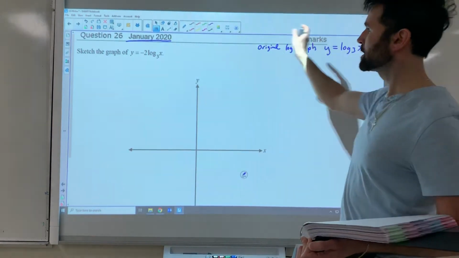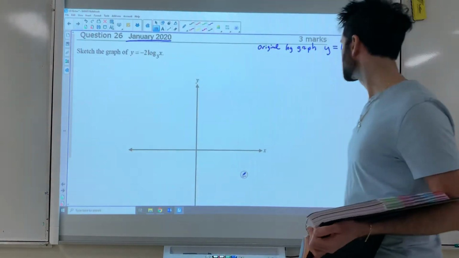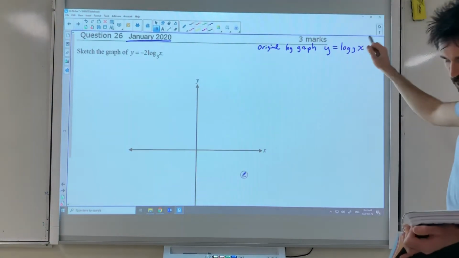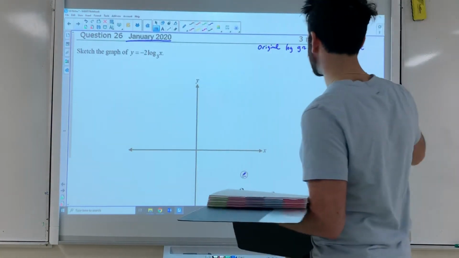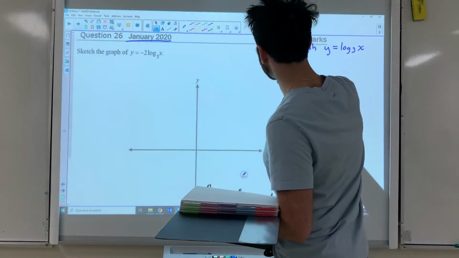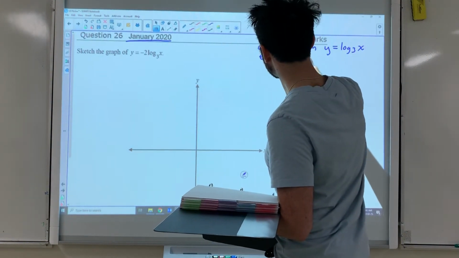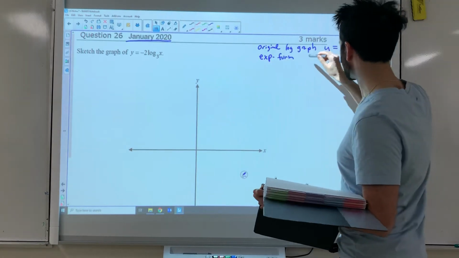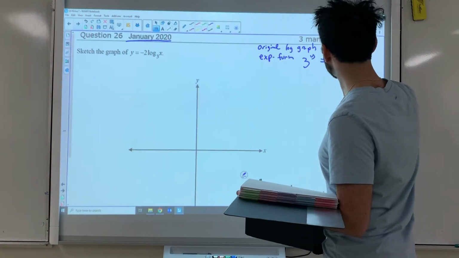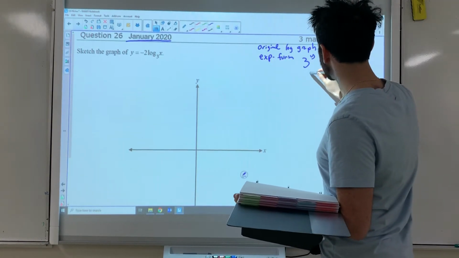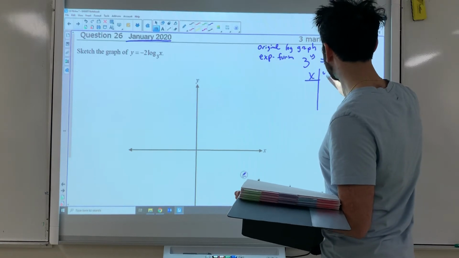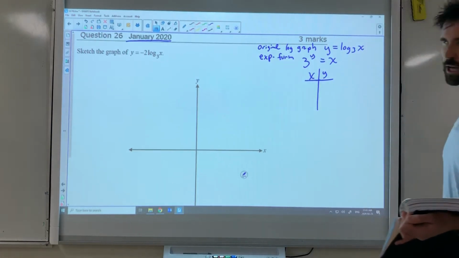They took this one and then they put a -2 in front of it, which is a transformation. So this one, we know how to graph that very well. We go to exponential form, right? So we go 3 to the power of y equals the argument x, and then we make an x, y table of values, and there's a couple things that we know.